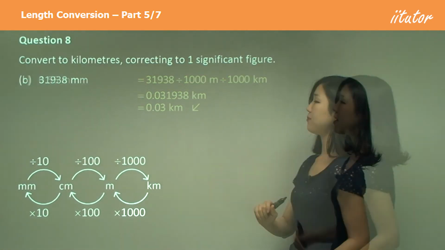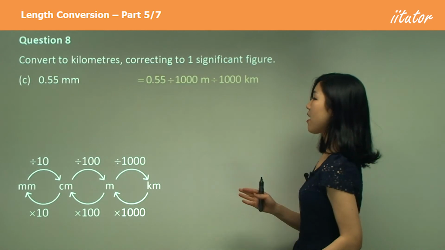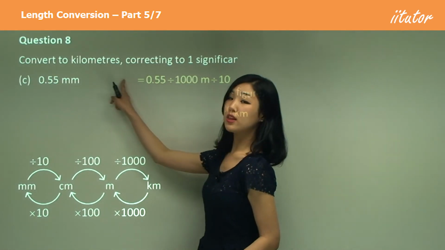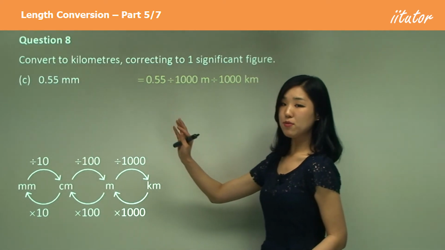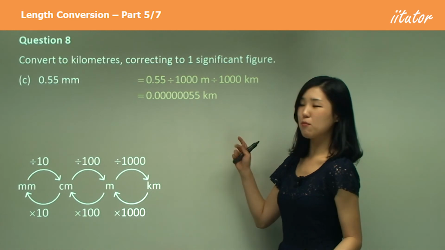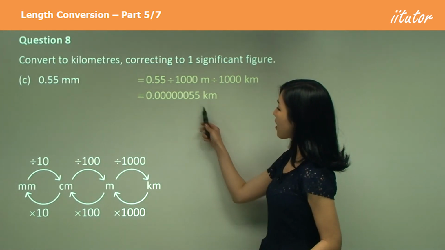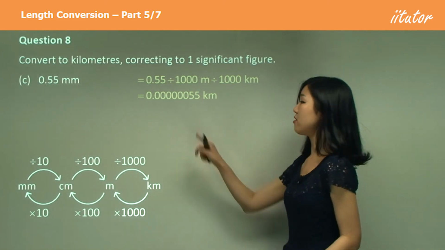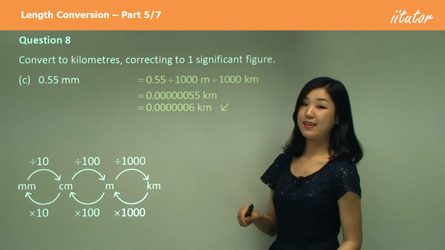We don't round up. Millimetres to kilometres again, divide by 1,000 2 times. And then make sure you move the decimal to the left 6 times. Watch out for the number of zeros you have. That's what I have. It's a really big number with a lot of zeros. One significant figure, I stop at 5, and you can see the next number is 5. So I must round this previous number up to 6. Okay?